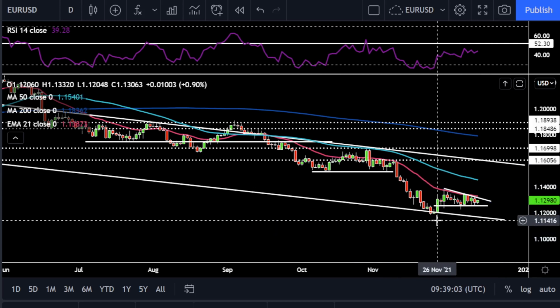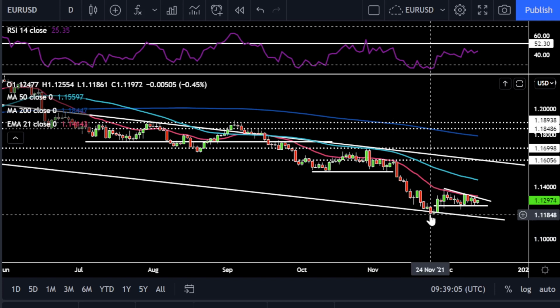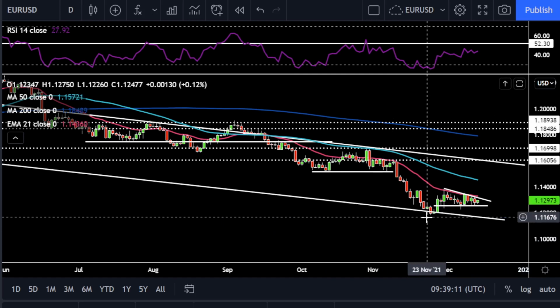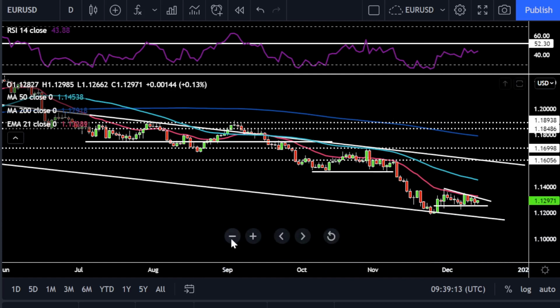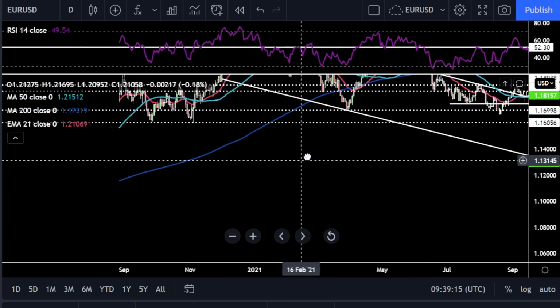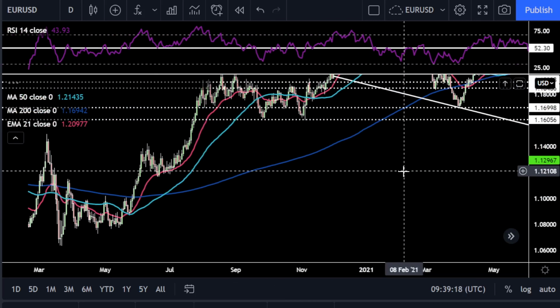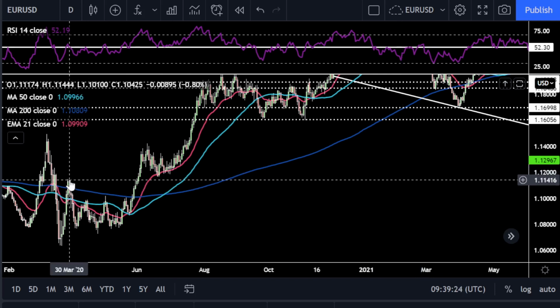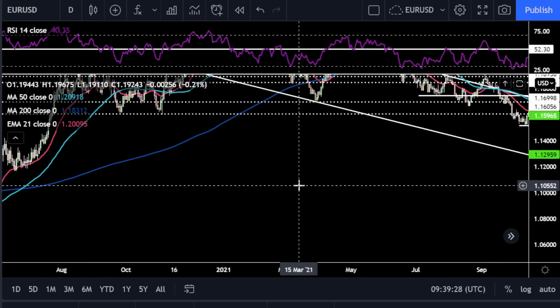Targets wise, this 111.8 low would be my first target, or 112 would be my first target, and then below there would be this low. Further down from there, we start going towards 111.5, as we saw back here in April and around the 30th of March 2020.